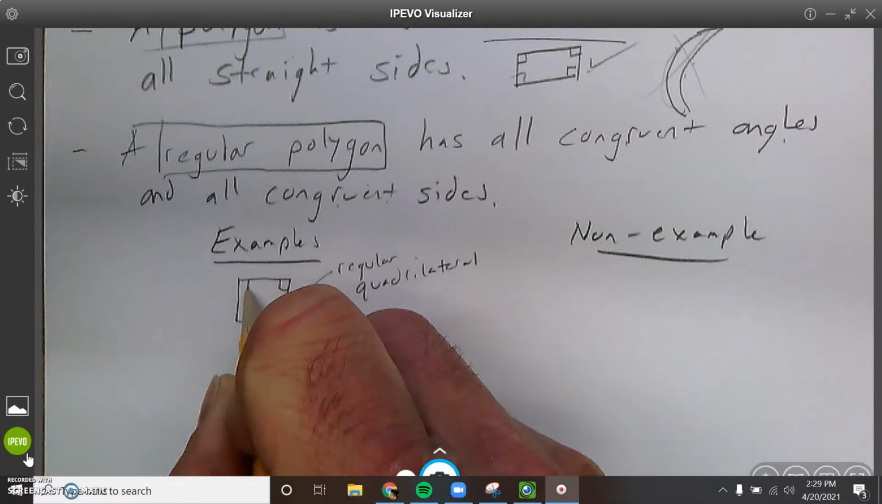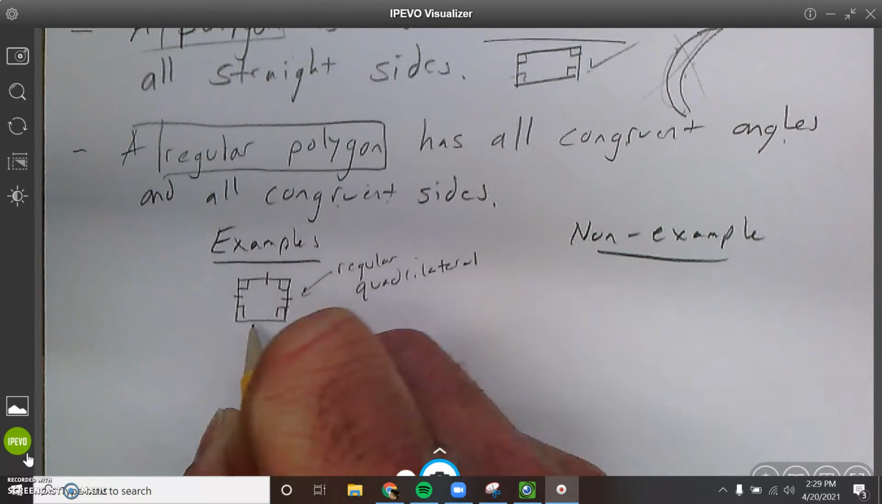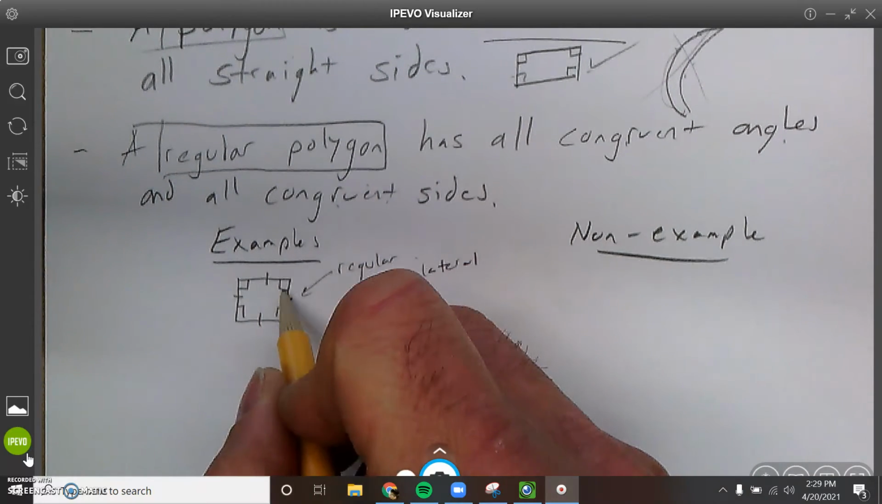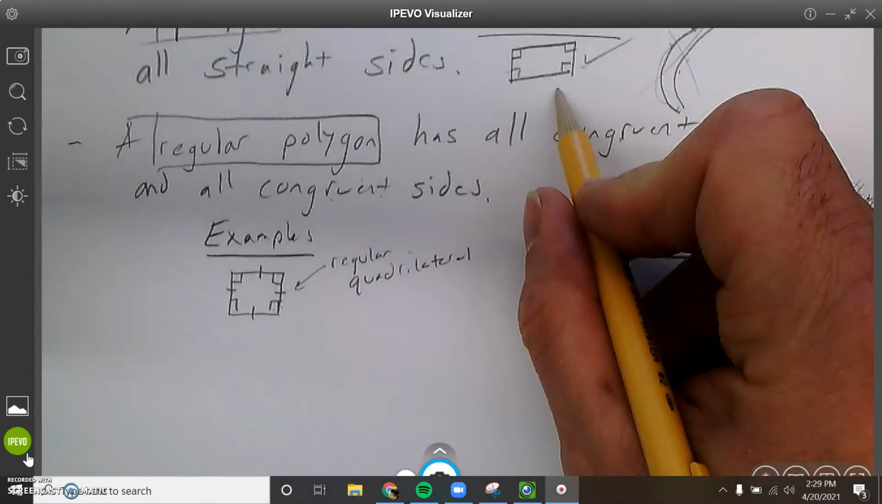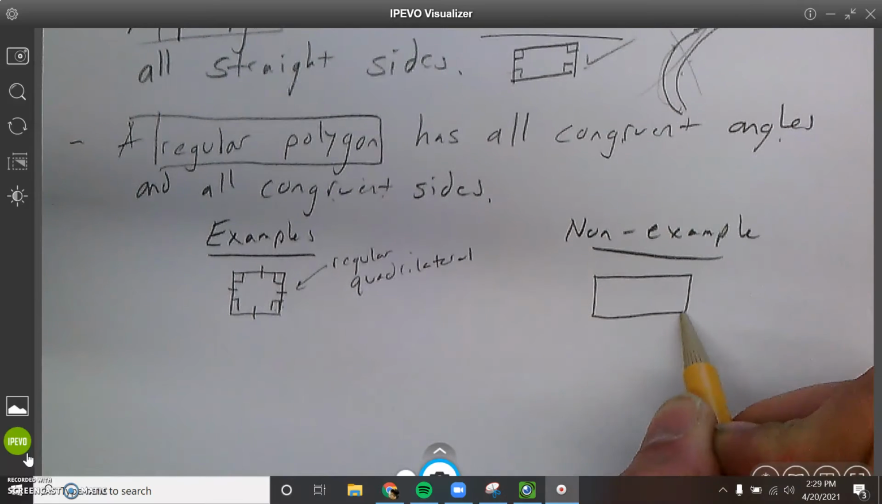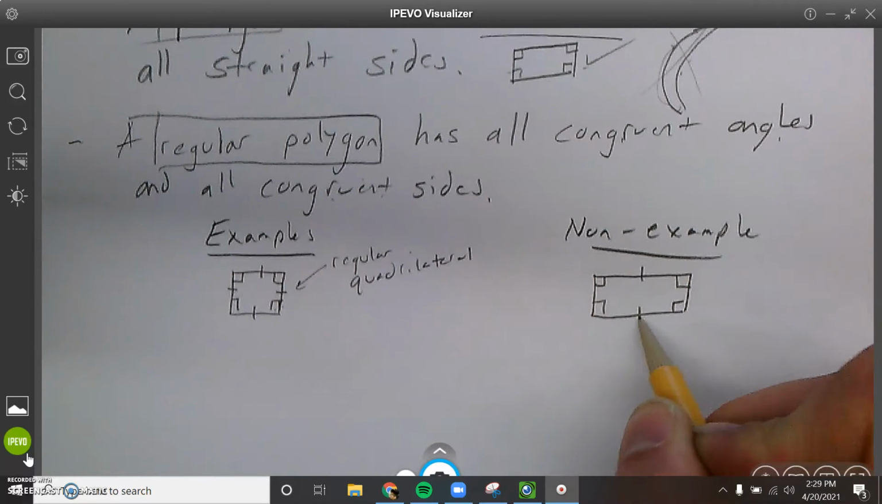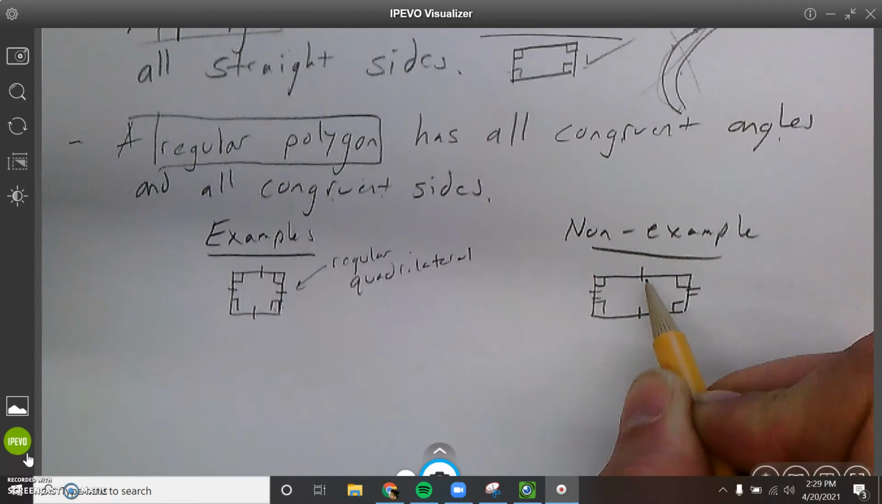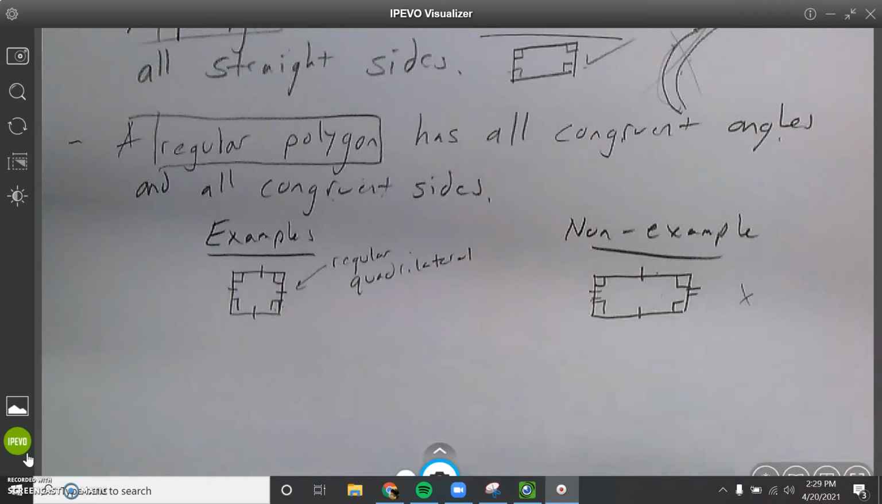Because all the sides are congruent and all the angles are 90 degrees. What would not be an example? Oh, we drew a rectangle up there. A rectangle is not regular. Even though the angles are all 90, the sides are not the same. This side is not the same as this. All the sides are not congruent. So that does not work.